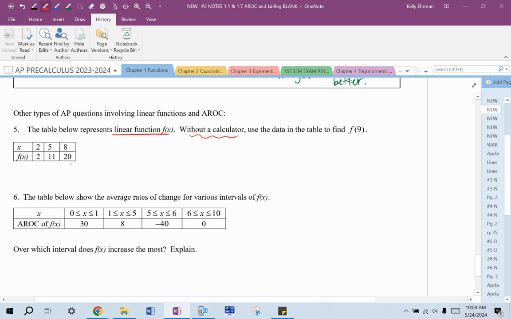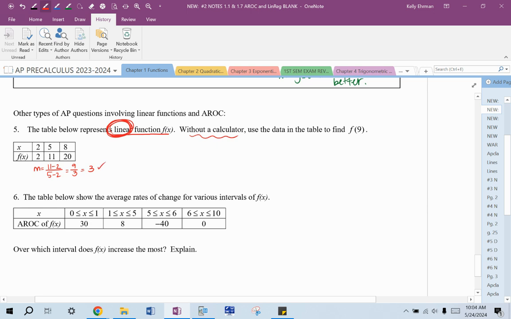Okay, so I do know that this is linear though. So what's the slope? The slope, or the average rate of change between these points, is 11 minus 2 over 5 minus 2. That's 9 over 3, which is 3. Now the slope should be 3 between any 2 points that I pick because this is linear. 20 minus 11 is 9, over 8 minus 5 is 3. So yeah, the slope is 3.